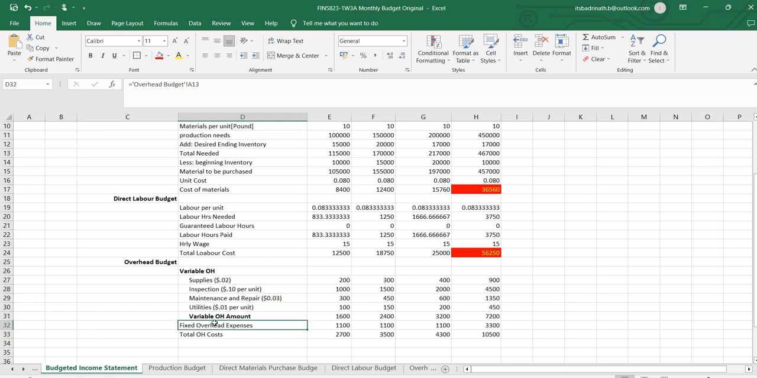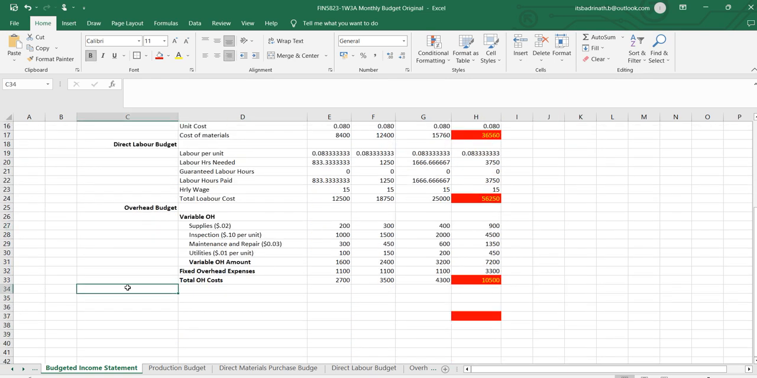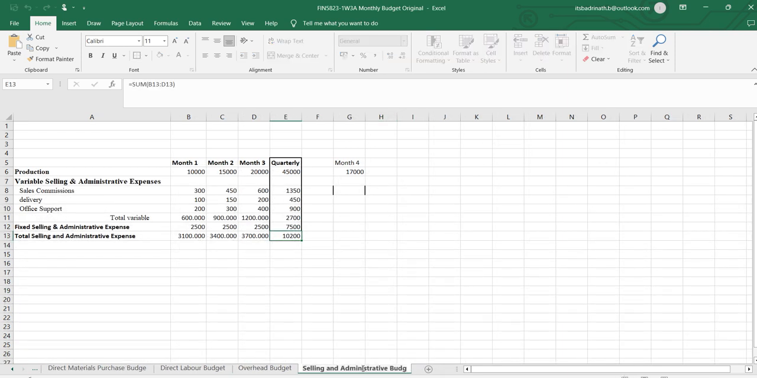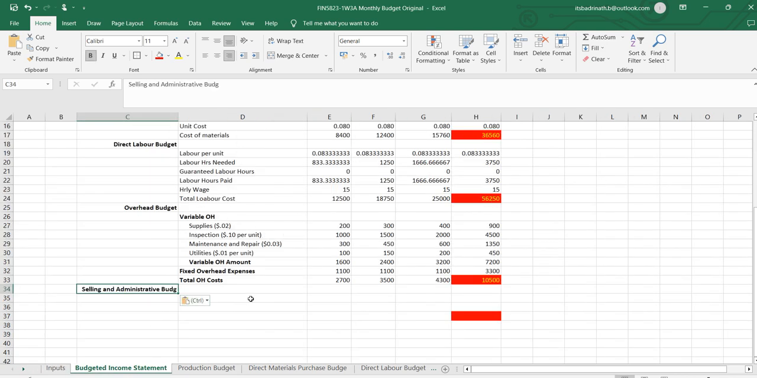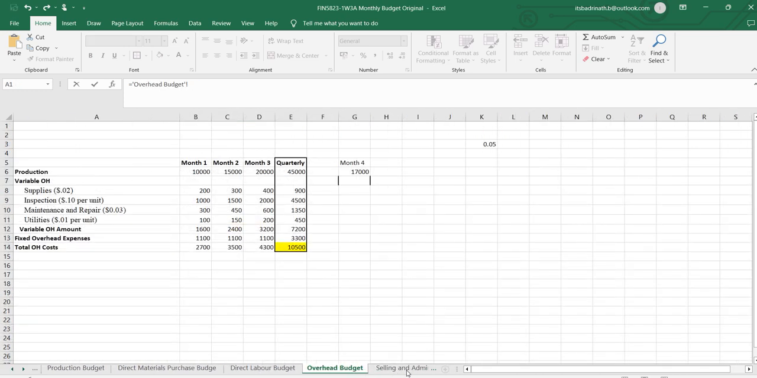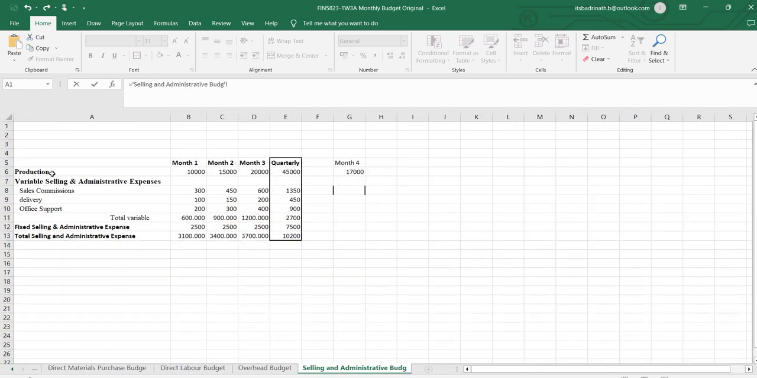And again we have fixed overhead amount and limitation and total overhead costs. So this is the total overhead. Okay. Next, final one more budget is there, that is the sales and administrative budget. Sales and administrative budget is popular. Again, I'm going into the sales and administrative budget.